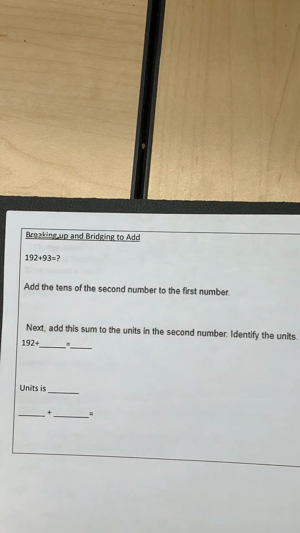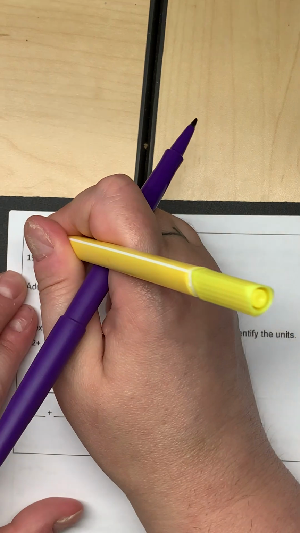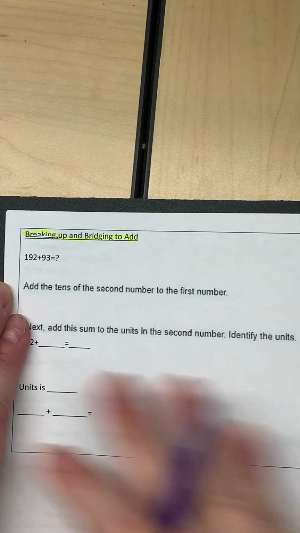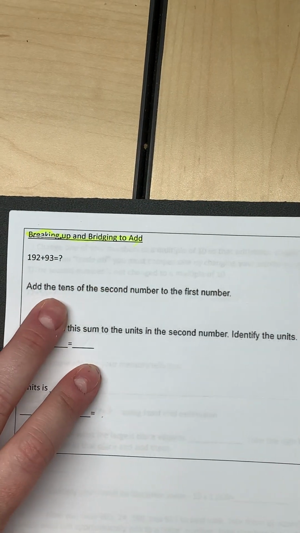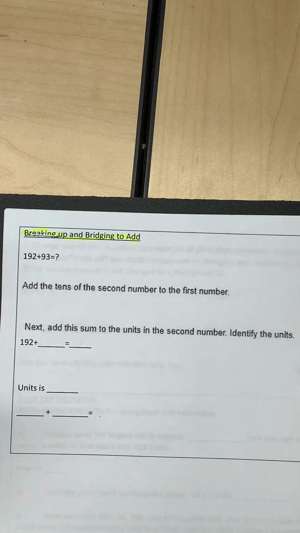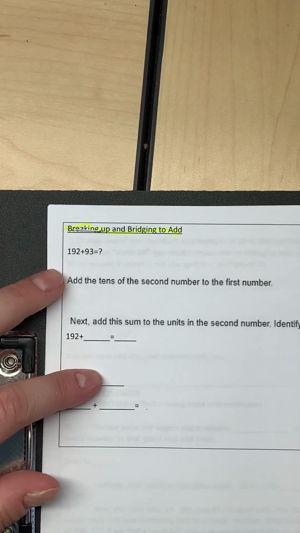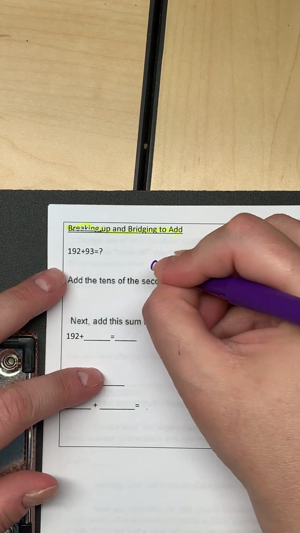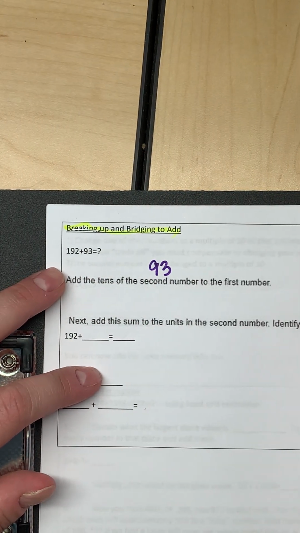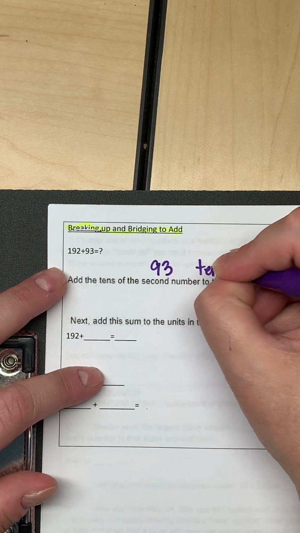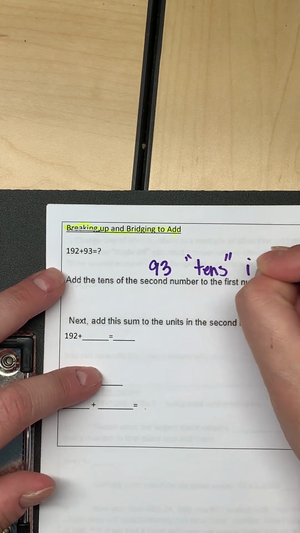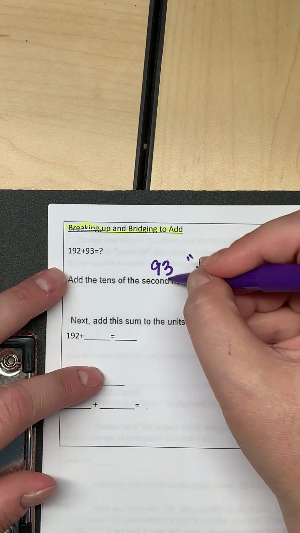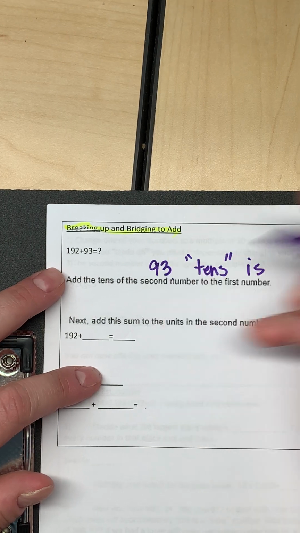Let's say we have 192 plus 93. The first thing you're going to do is add the tens of the second number to the first number. Now, I say tens of the second number. So if my second number is 93, the tens is, let's see here. Is it the 3? No, because that's in the 1 spot. It's the 90.